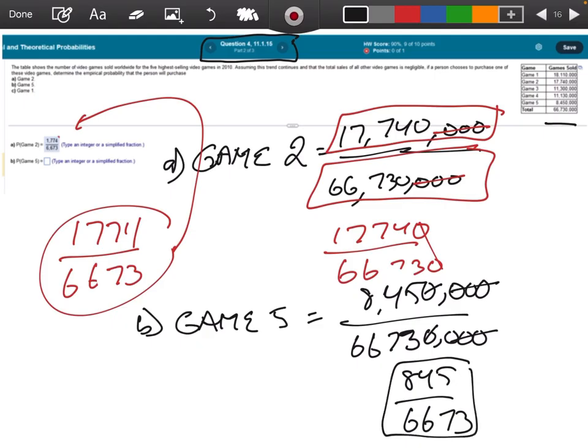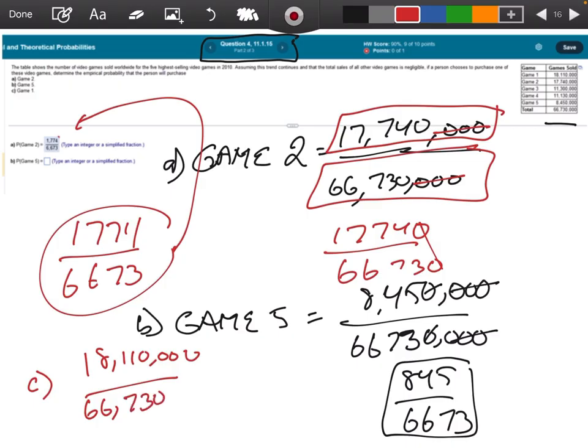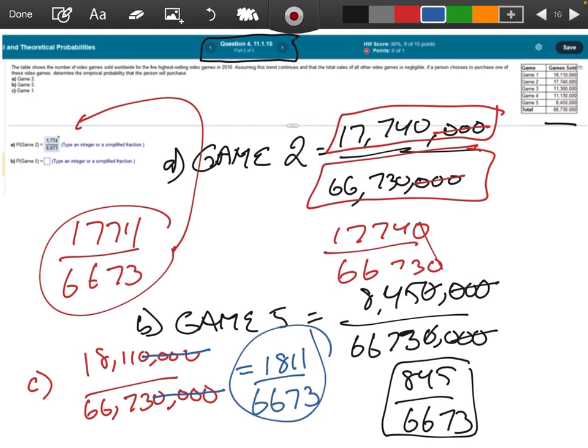And then y'all, my answer for part C, we're looking at what, game one. So that appears to be 18,110,000 over, again, 66,730,000. Okay. Y'all, I'm going to do the same thing here. I'm going to get rid of those 4 zeros and those 4 zeros. And I'm going to take a wild guess, y'all, and say this one can probably not be reduced either. But in essence, that's really all I'm doing here, okay? If y'all have any questions, let me know. I'm happy to help.